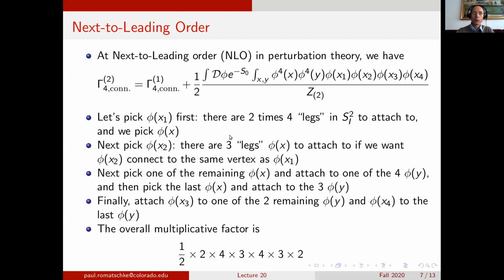In this case, the overall factor is 1/2 times 2 times 4 from the first contractions, times 3 from the next contraction, times 4 times 3 from the next contraction, times 2 from the last contraction. That happens to be 4 factorial squared divided by 2.